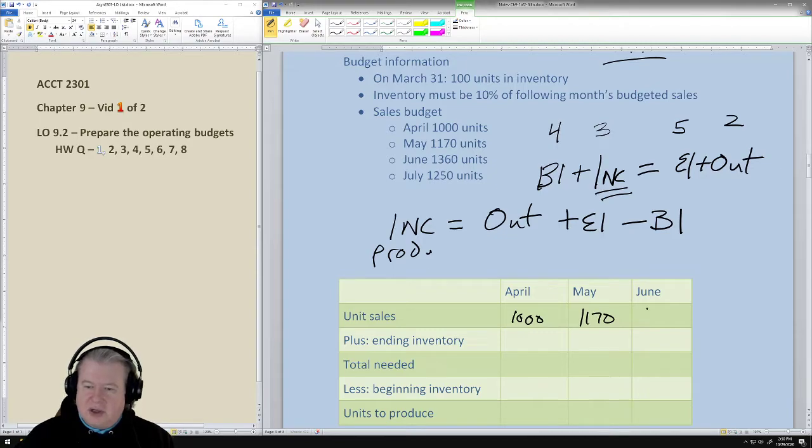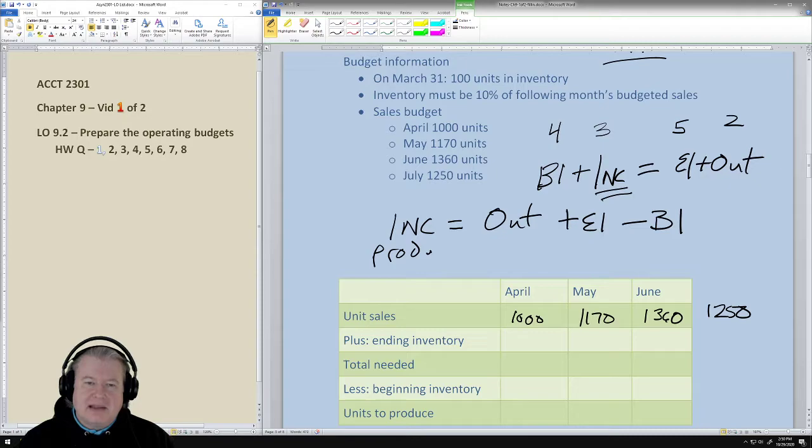1170, June is 1360, and I'm not going to plug it in here, but I'll tell you why we need it. Well, I guess I can just put 1250 over here. Now it says on March 31st, 100 units were in inventory. Okay, why do we need to know that? Well, we'll see in just a minute.